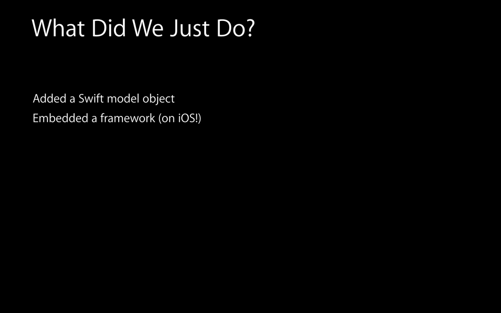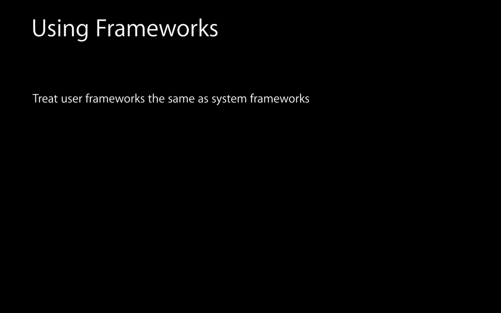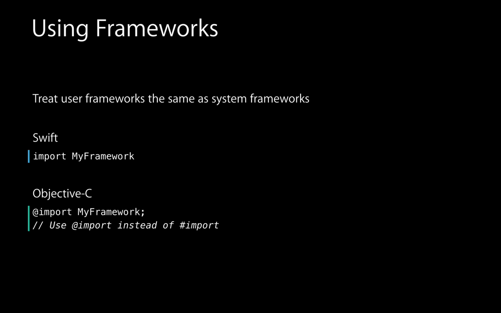Finally, once again, we updated our interface and adopted a delegate protocol. And once again, I want to impress on you that it's exactly what we would have done had the delegate protocol and the view controller been implemented in Objective-C. We didn't have to do anything unusual or different because it was implemented in Swift. So you see how easy it is with Xcode 6 to use user frameworks. And in general, we want you to be treating those the same as we do system frameworks. So that means in Swift, you'll be using import myFramework. And in Objective-C, you'll be using @import myFramework, semicolon.